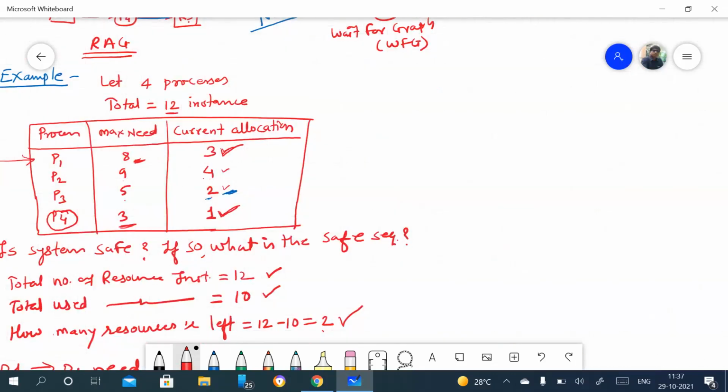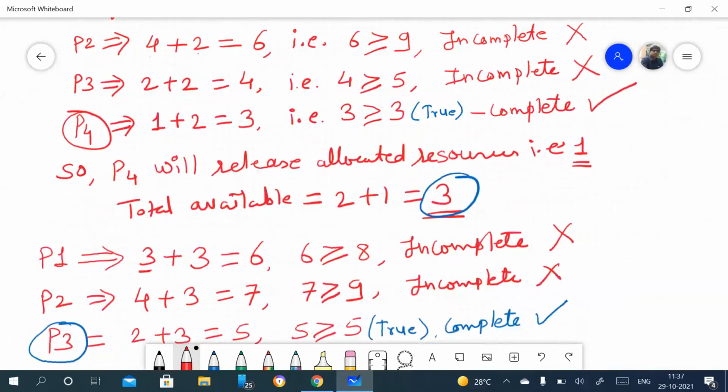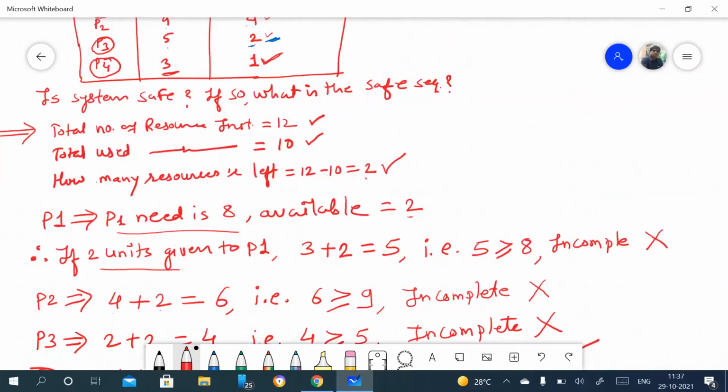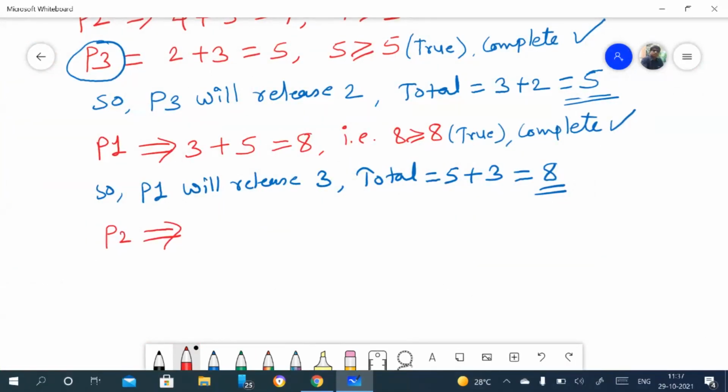So P2, see, P3 is executed, P1 is executed now. One minute. What happened here? No. Something is missing, I think.